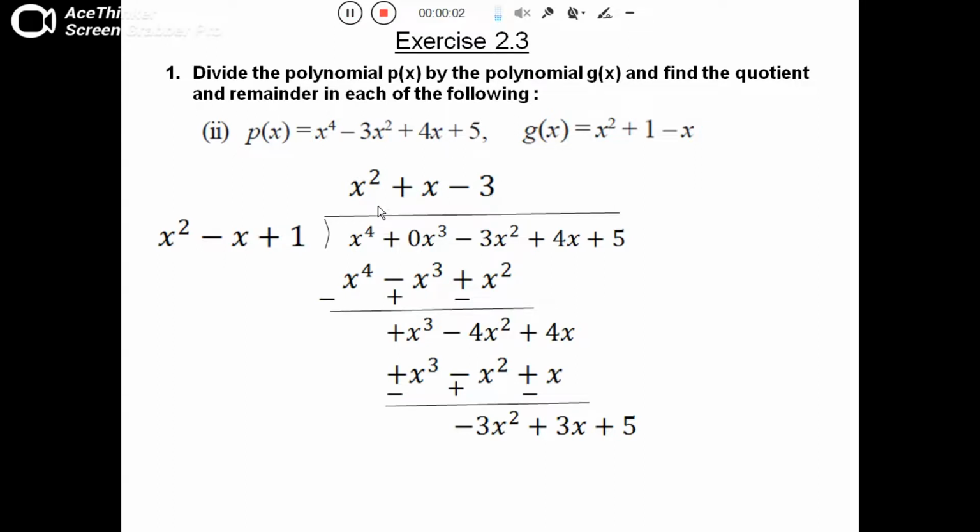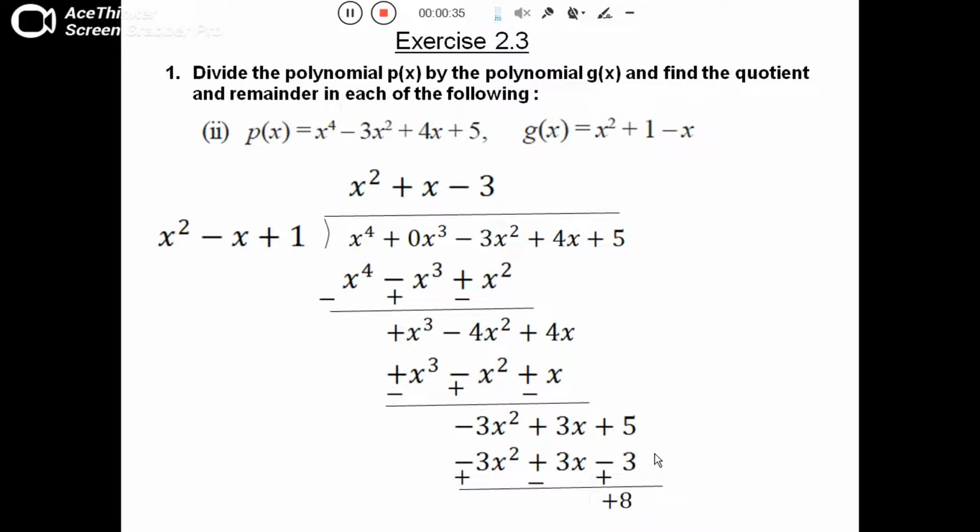Okay, minus 3 into x square equals minus 3x square. Minus 3 into minus x is equal to plus 3x, and minus 3 into plus 1 is equal to minus 3. Let us subtract this after changing the sign. Minus 3x square plus x square is 0, plus 3x minus 3x is 0, and plus 5 plus 3 is plus 8, which is the remainder in this division.